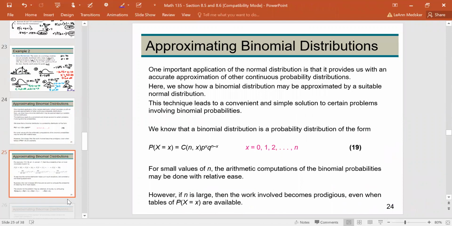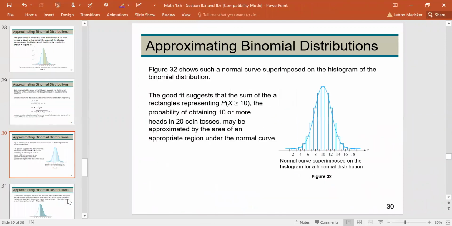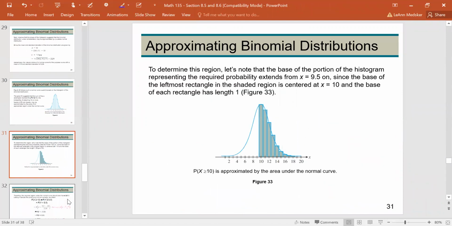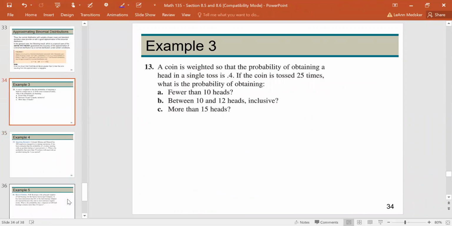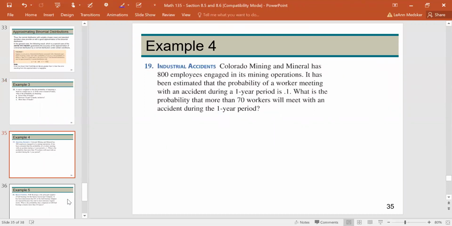Okay, so we did talk about the approximation of a binomial distribution in class because we skipped those two so that we could spend time on this. I believe the only one we got to do though was example number 3. So I want to go through and do 4, 5, and I think I have 6 and 7 possibly.